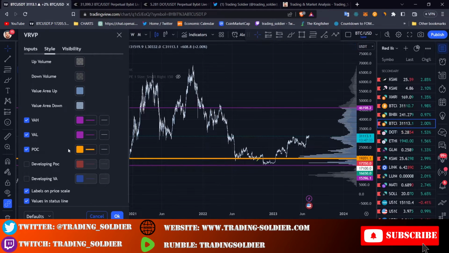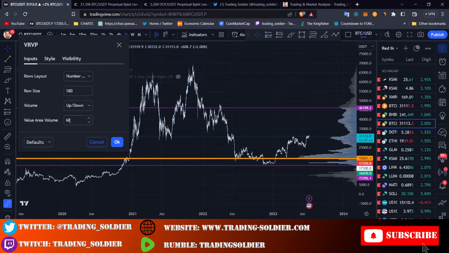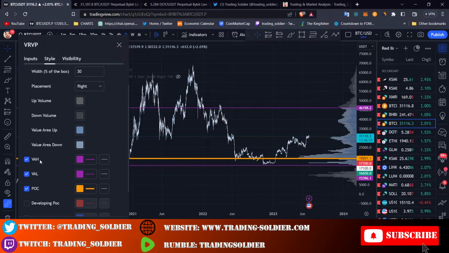The other important thing is the POC, the point of control, which, for you to understand it, is the point where the most volume is traded in the chart. The VAH and the VAL depend on the number that you put here. If I put 70 or 80, this will be much wider or much thinner. But if you put 68, which is the correct number, it will appear like this.